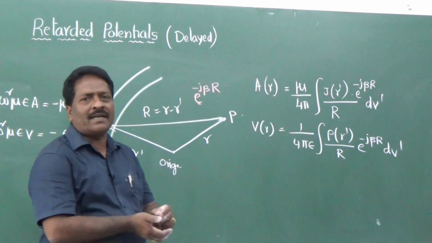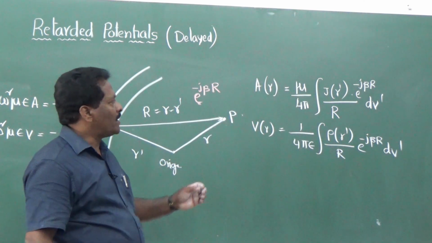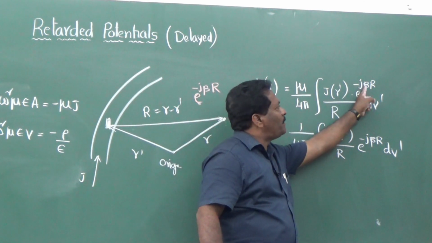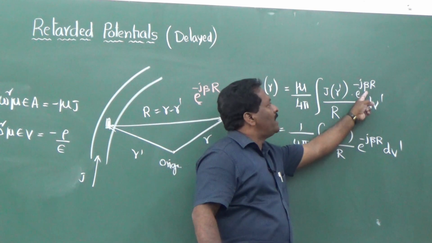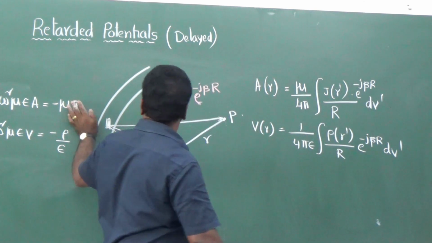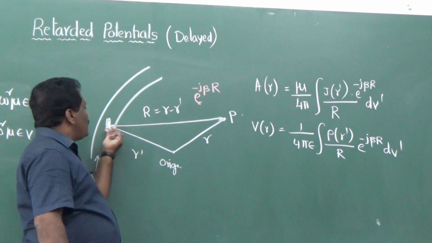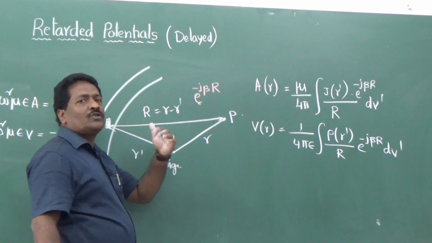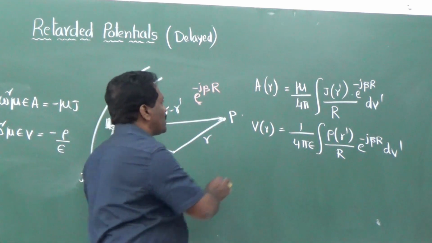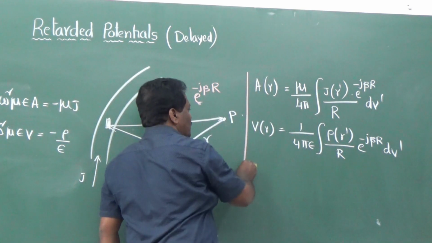So friends, understand it very clearly. The only one factor that comes into the picture is e to the power of minus j beta R. Why is it coming here? It is a phase difference that is coming. Whenever you are applying the sinusoidal time variation at this point, by the time they reach this destination, they should have a phase difference. So in this way, you have to write down the equations for the sinusoidal time variations also.